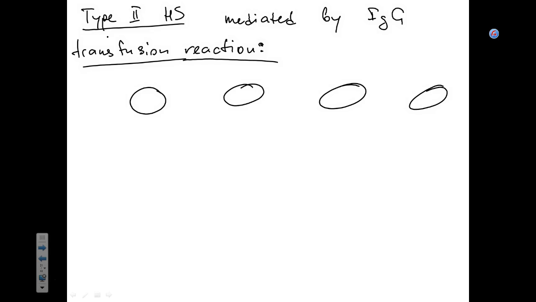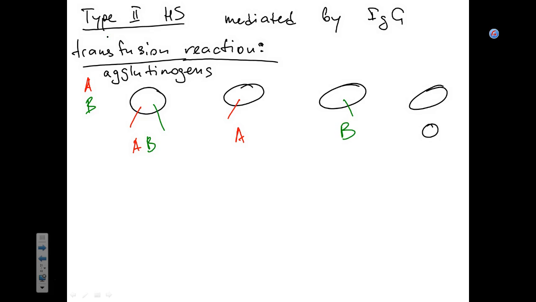Okay, one blood type has both A and B antigen. These antigens are called agglutinogens. One type has only A, one type has only B, and another type has nothing. Okay? So the first one will be what blood type? AB. Next one, A, B, and O. That makes sense? Good.